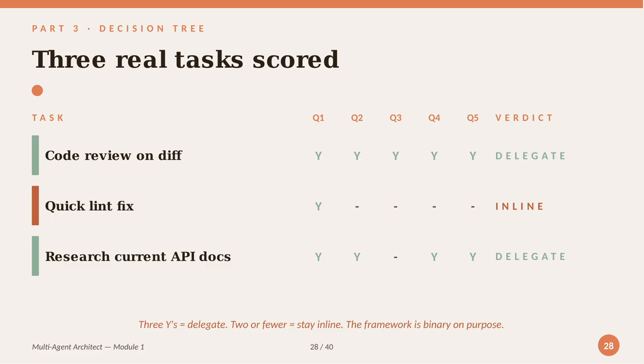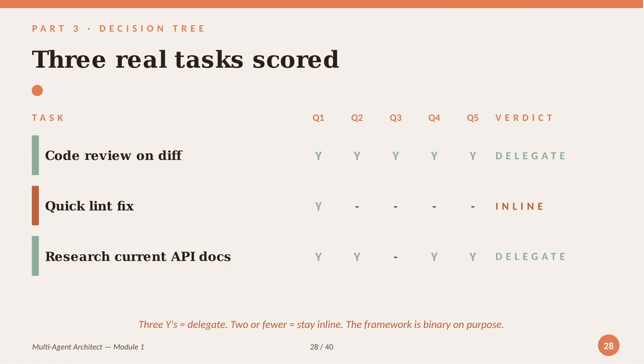Watch it produce decisions. Task 1. Code review on a diff. Question 1. Self-contained? Yes, the diff is a clear input. 2. Summary? Yes. Verdict plus issues fits a summary. 3. Parallel? Yes. Multi-perspective review is the canonical parallel pattern. 4. Context cost? Yes. Big diffs burn parent context. 5. Repeatable? Yes, code review happens daily. 5 yes. Verdict. Delegate.